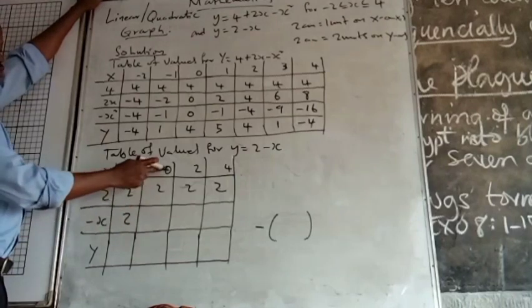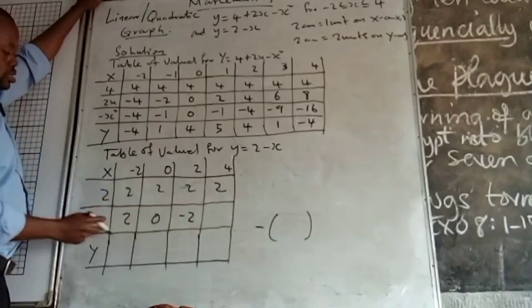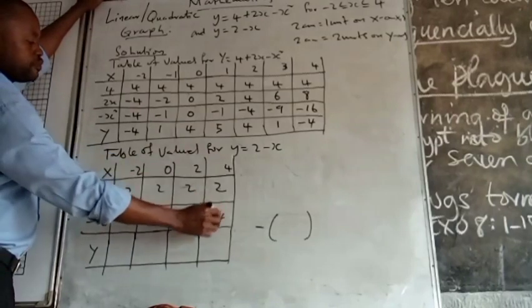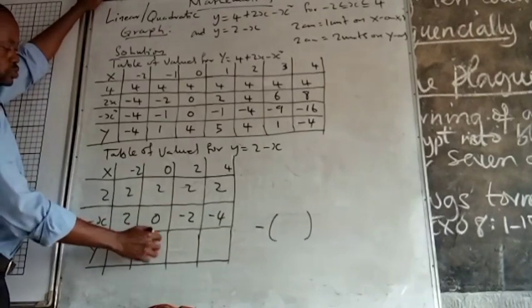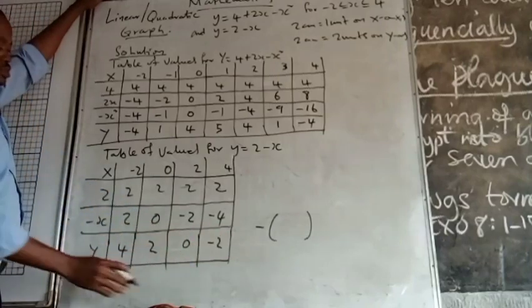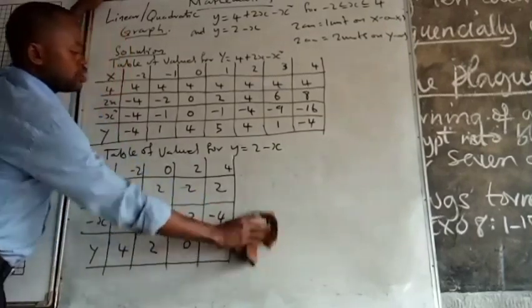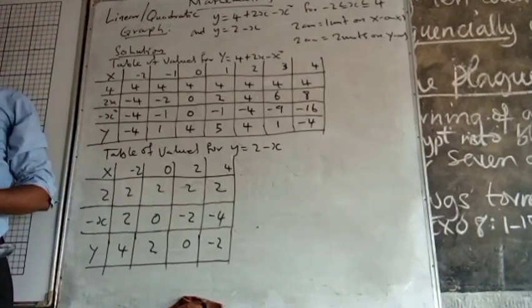Minus into 0. Minus into this will give minus 2. And minus into 4 will give minus 4. So we bring down the y value. This is 4, this is 2, this is 0, and this is minus 2. Okay? Now we are through with this table of values.